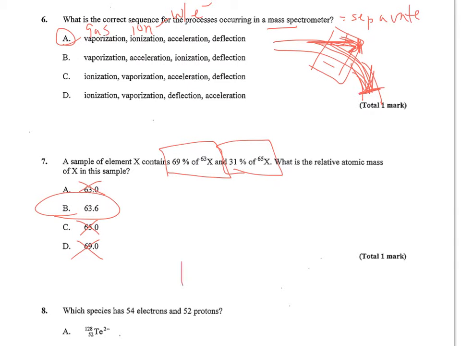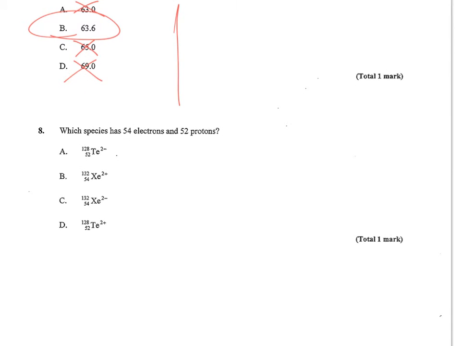Number 8 then wants to know which species has 54 electrons and 52 protons. Well, 52 protons is what determines the element. So I look it up and I see that this is tellurium. It doesn't have 52 electrons. It's got 2 extra electrons, so it has picked up a -2 charge. So the only one that fits this is tellurium-128, atomic number 52, with a -2 charge.